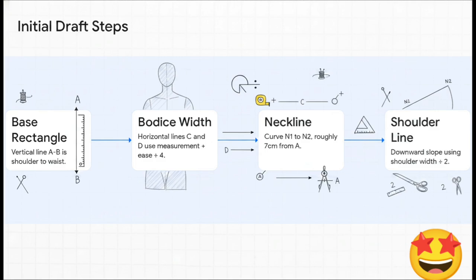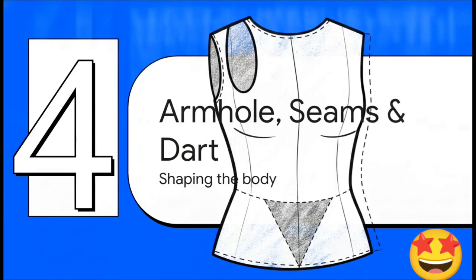In step 3, we carve out the neckline. Starting from point A, measure about 7 centimeters down and 7 centimeters to the right, and just connect those points with a gentle curve. Finally, step 4 is the shoulder. From the outer edge of that neck curve, you'll draw a line sloping slightly downward that is exactly half of your total shoulder width. Section 4, armhole, side seam, and waist start.